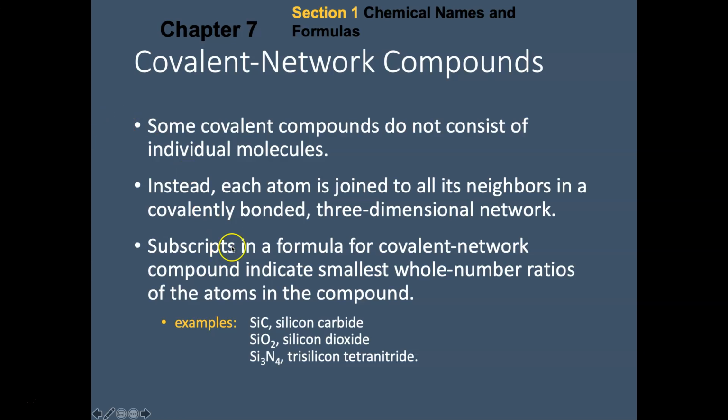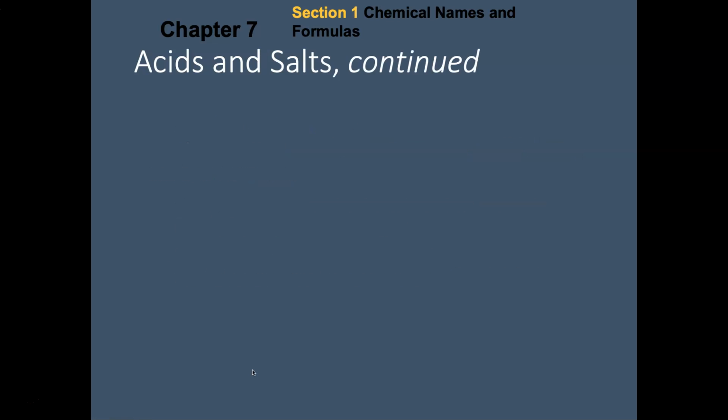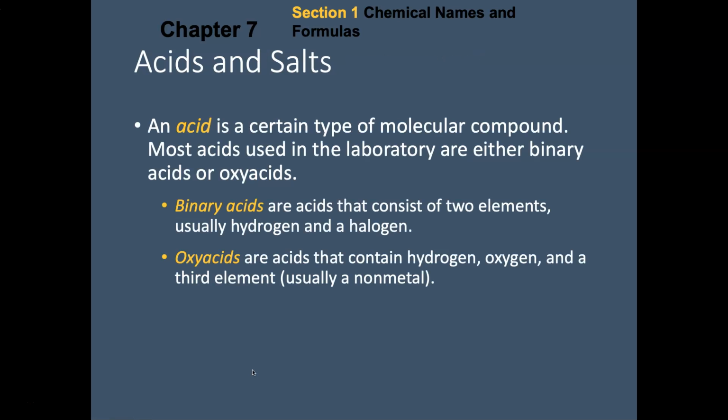So covalent network compounds, the difference between this and a molecular compound is just that these are not going to be individual molecules. Instead, what we're going to represent these different huge networks of compounds with is our smallest ratio that we can write. And that smallest ratio ends up being the formula that the compound gets. From there, we have two more concepts, the acid and the salt.